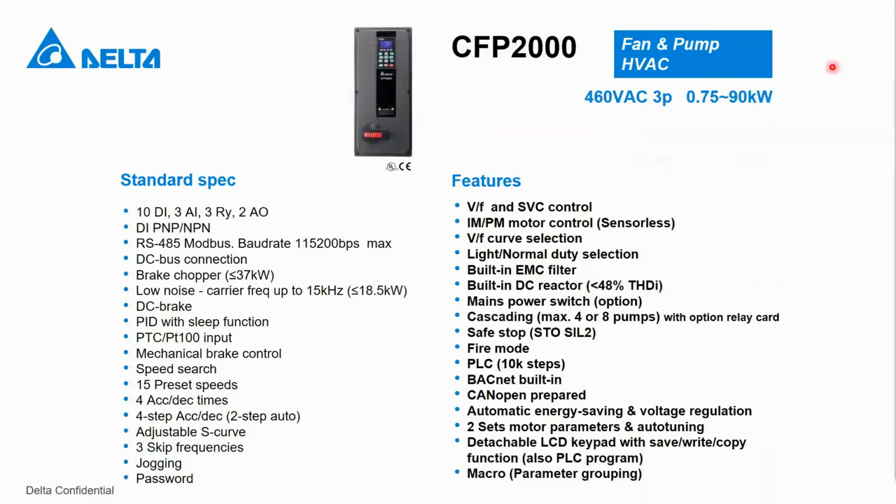The CFP2000 is very similar in functions to the CP2000 drive. The difference is that it's IP55. So while the firmware is completely identical to the CP2000, there are some significant differences in terms of hardware. The built-in EMC filter does not stop at 37 kilowatt, but goes all the way up to 90 kilowatt. And the built-in DC reactor is also present through the whole power range. In the CP2000, it's only from 45 kilowatt and above, but on the CFP2000, you have a DC reactor also below that.